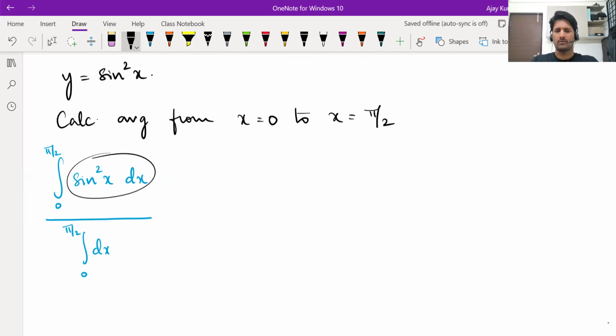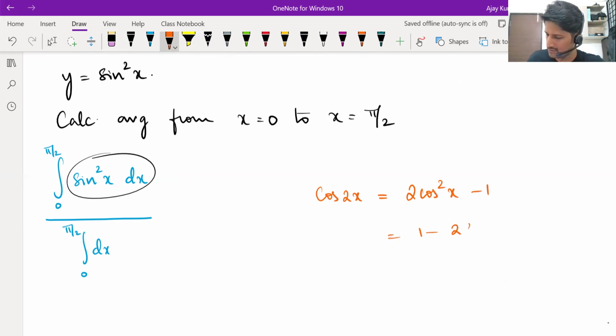Think of a simple formula which involves sine square x. And that simple formula that I can think of is cos 2x. Can one of you tell me what cos 2x is equal to? Okay. You can write it as 2 cos square x minus 1. You can also write it as 1 minus 2 sine square x.